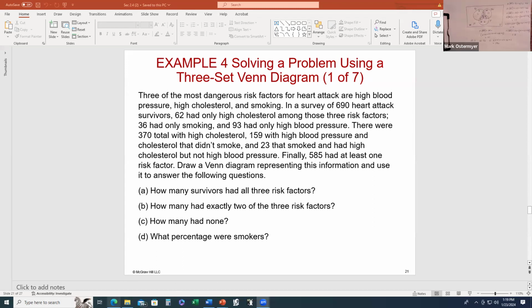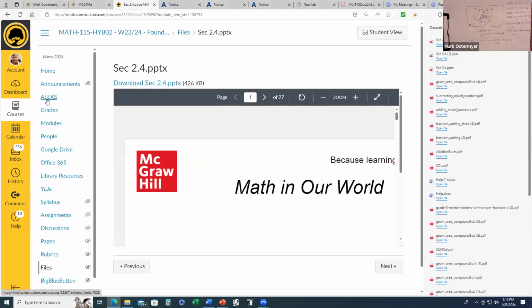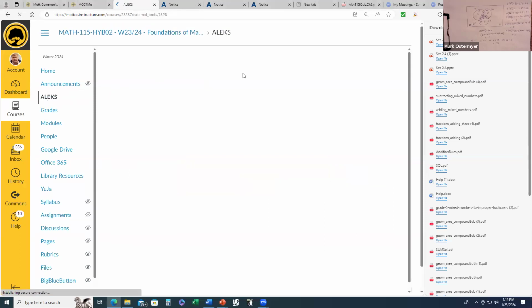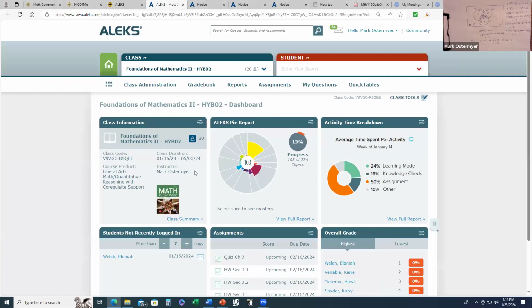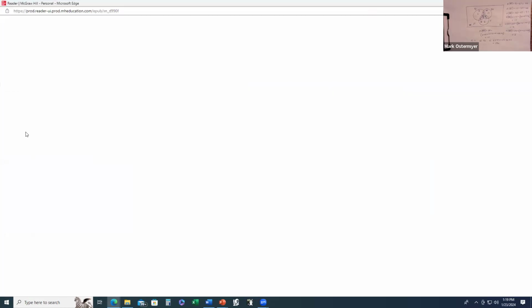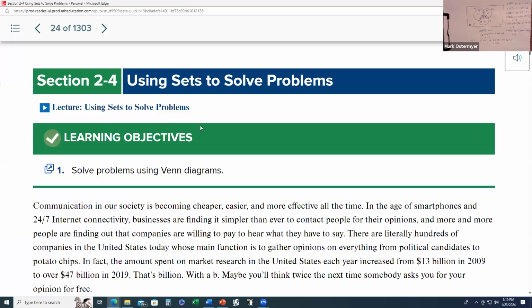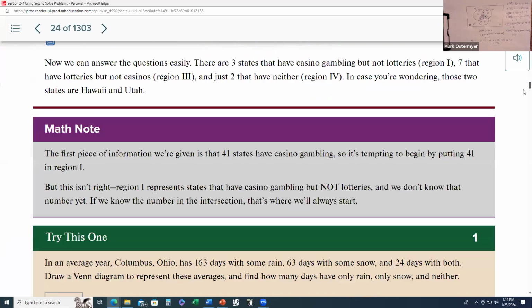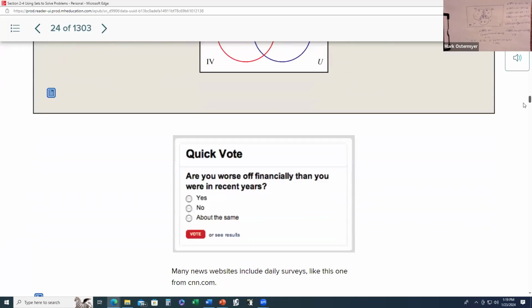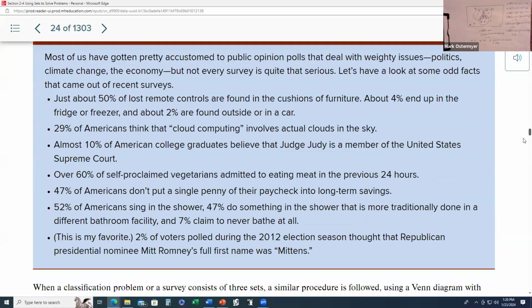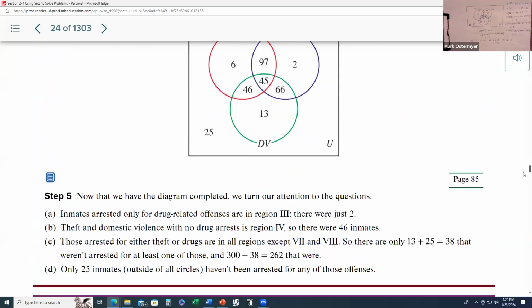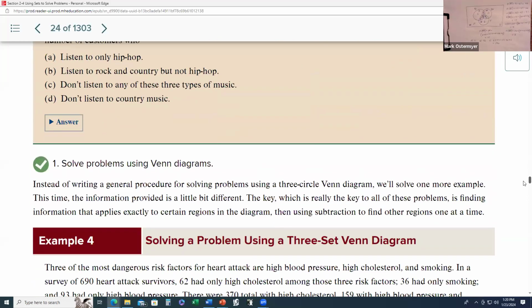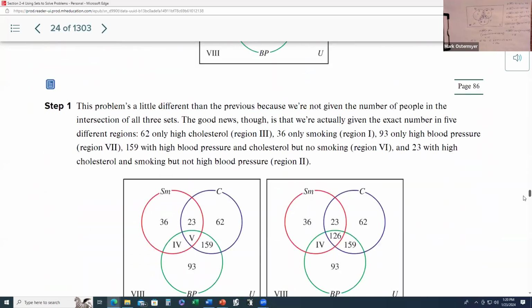But let's go to our textbook and see if we can have some fun with maybe a two-setter in section 2.4 first. So we will go into our textbook and try to do a couple of problems out of 2.4 here. As always, feel free to look down through the section. There are sometimes things that are missed on the PowerPoint that might be in the section. This is not required, but I think it is helpful just to go through it quickly, to make sure nothing was missed.